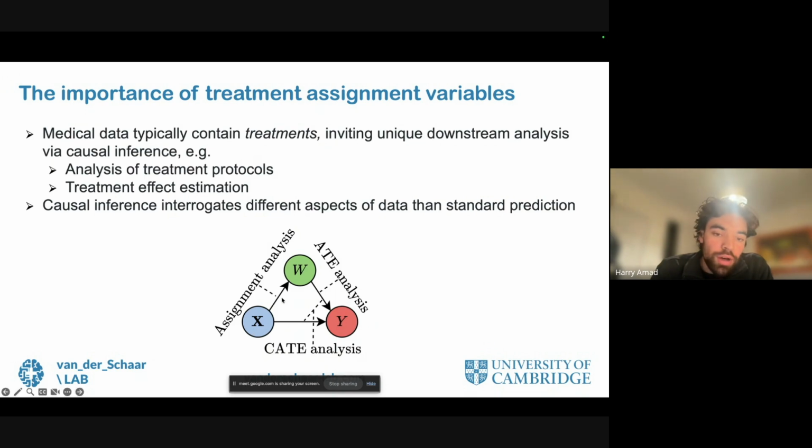The analysis of this covariate to treatment causal link is done when you want to analyze treatment protocols or assignment analysis, which I've written here, and that is to study what causes doctors or practitioners to treat someone a certain way based on their covariates. And similarly, the effect of the treatment on outcome variables, this arrow from W to Y, as well as the arrow from X to Y, can be analyzed for treatment effect analysis.